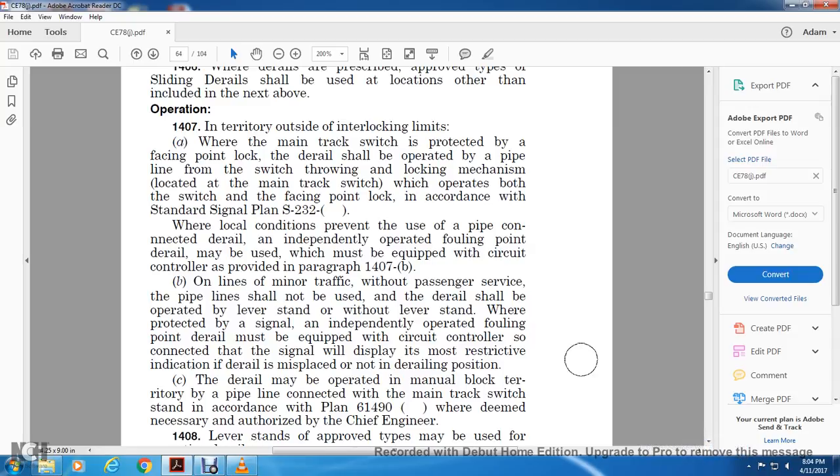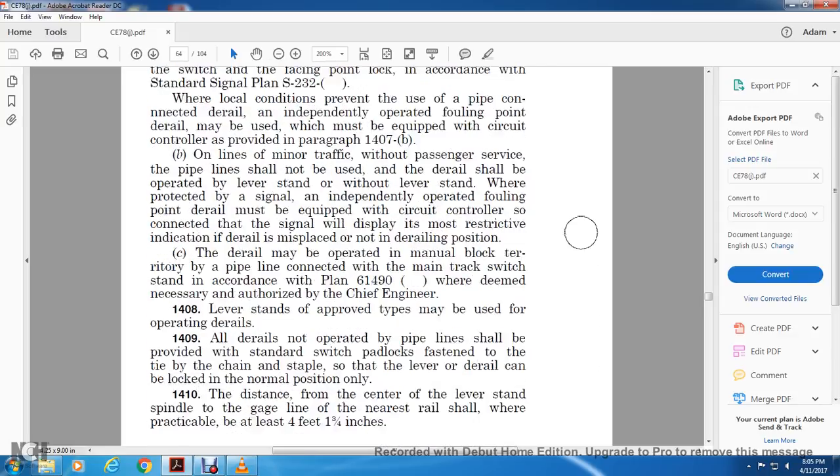The derail shall be operated with a lever stand. Where protected by a signal, the independently operated fouling point derail must be equipped with the circuit controller, so that the connection with the signal will display the most restrictive indication when the derail is misplaced, not in derailing position.